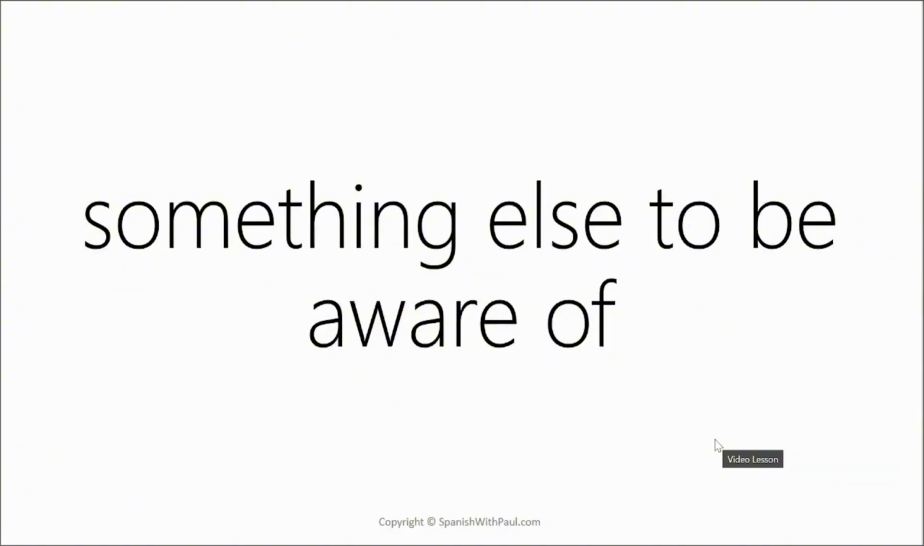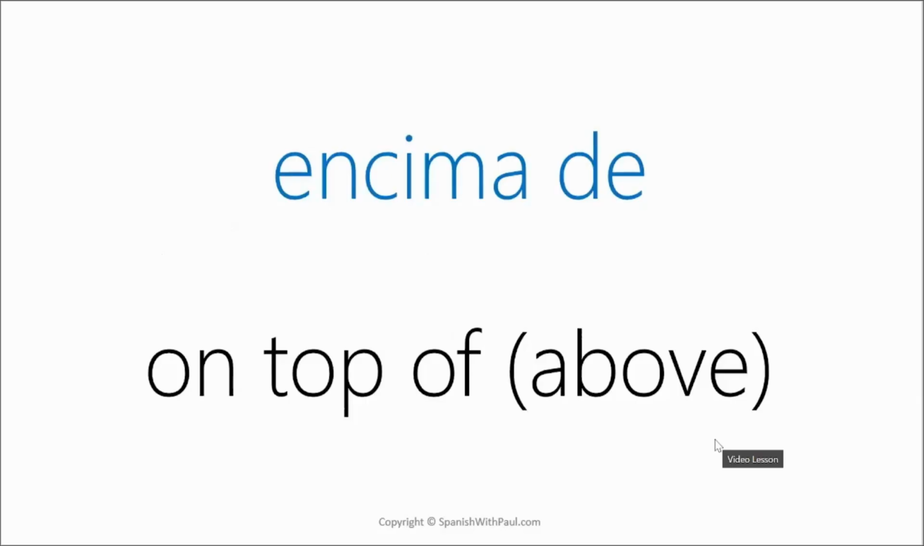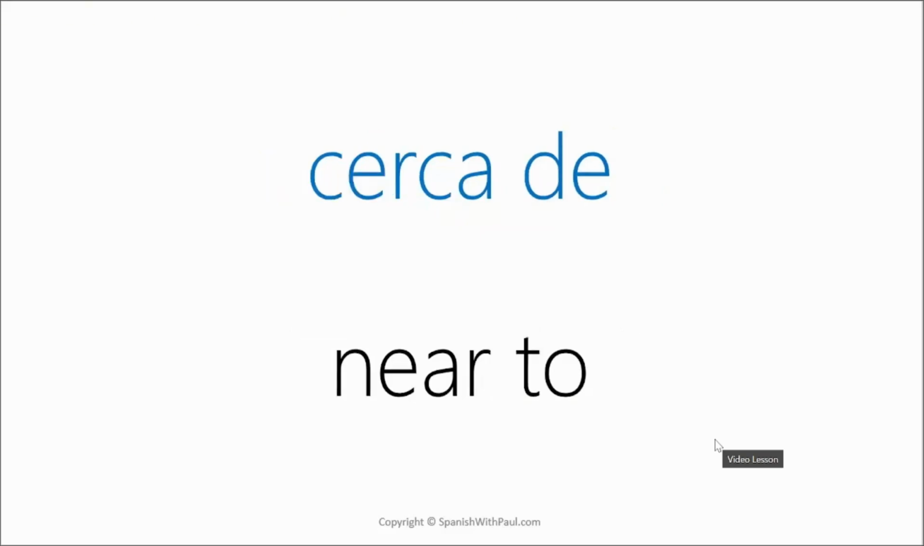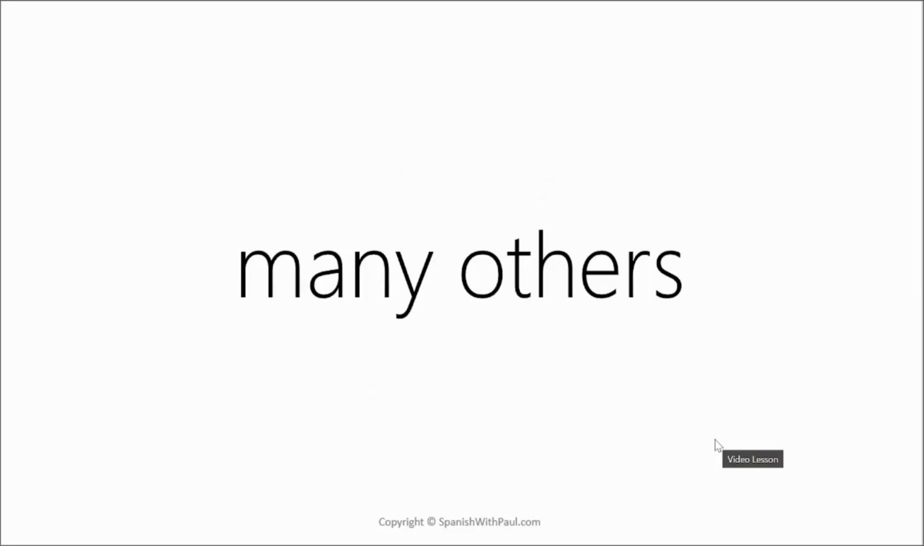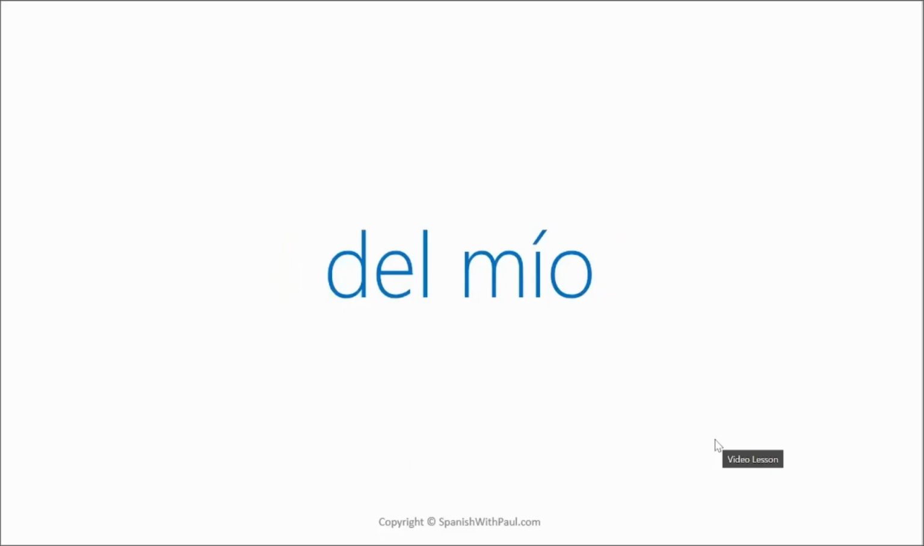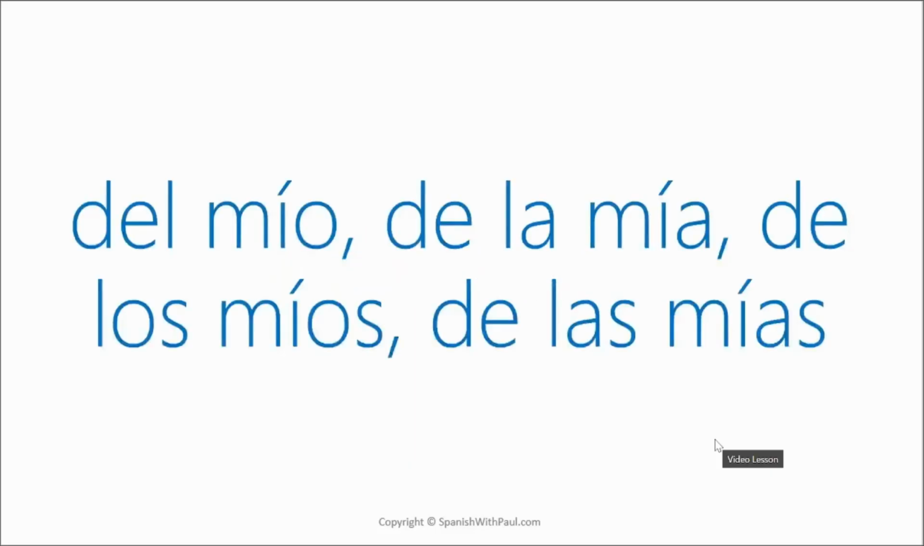Something else to be aware of is when it comes to phrases that take de. For example, encima de, on top of. En lugar de, instead of. Cerca de, near to. And of course there are many others in Spanish. If you get this combination of de plus el mío, meaning for mine, so this is where you would be referring to some kind of masculine noun, then the two will contract and you'll get del mío. So mine could be del mío, de la mía, de los míos, de las mías. And this will remain consistent no matter what angle you're using.